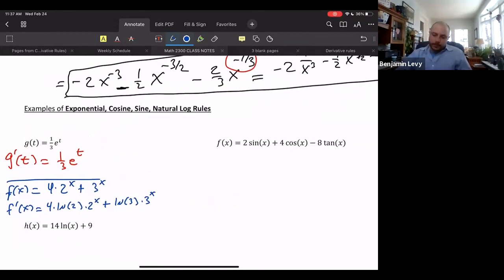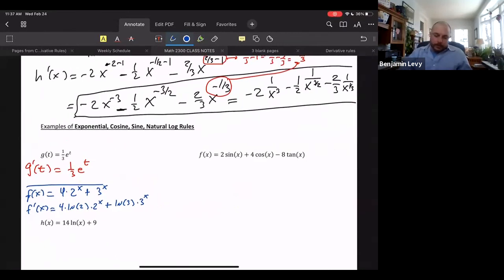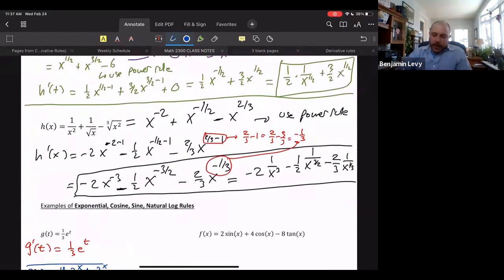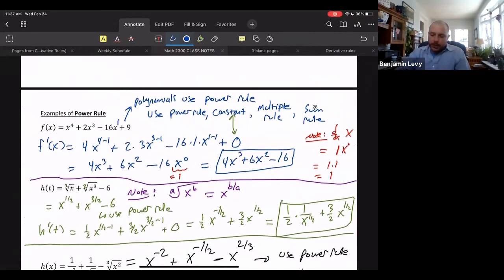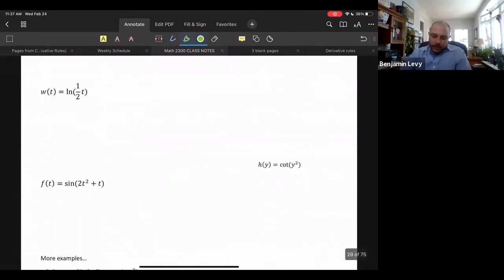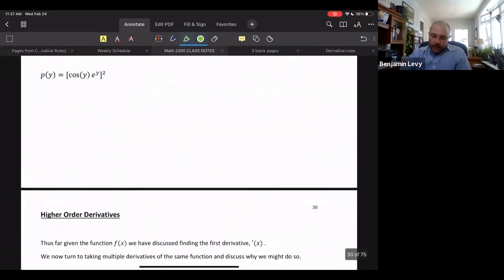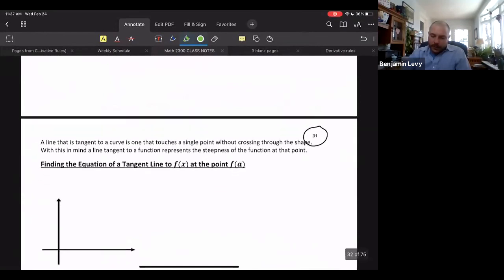Seems okay? Okay. I'm going to skip ahead a little bit. So this is currently page 26, right? Can we please skip ahead to page 31 just for a second?